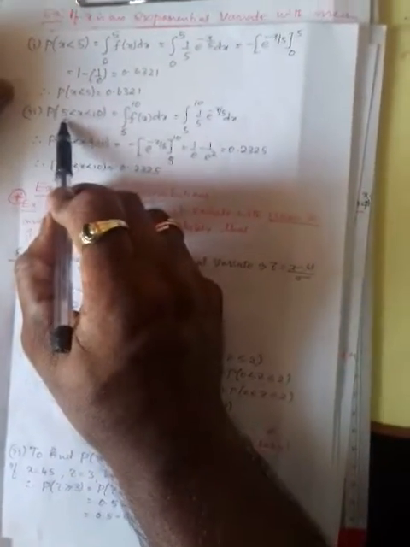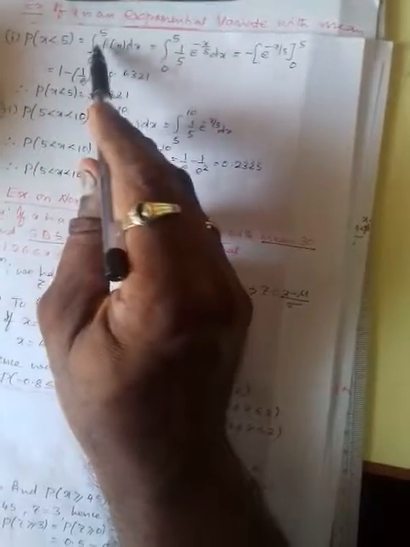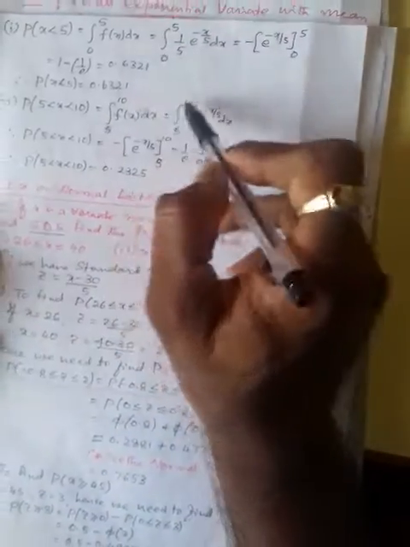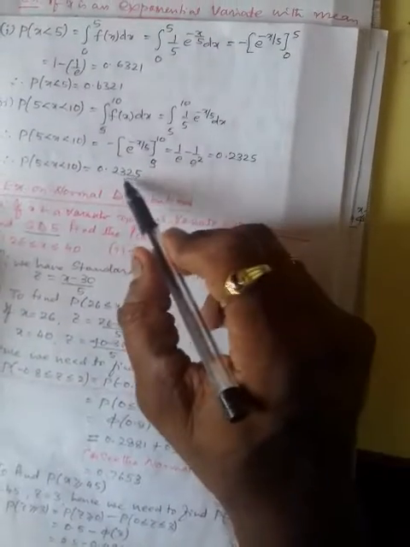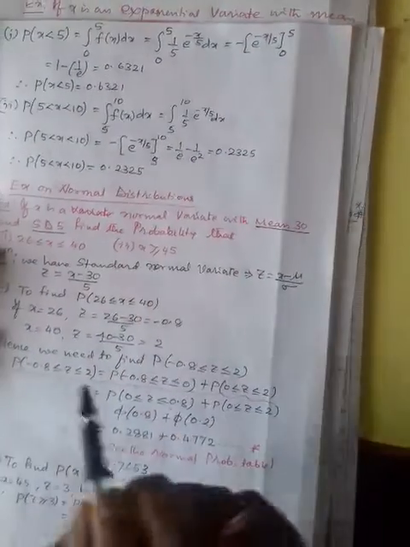Then come for the next condition, P of 5 is less than x less than 10. What are the limit points here? By observing the previous example, it will be between 5 to 10. Observe here, 5 to 10. F of x is already given. Go for integration, it will be 0.2325.